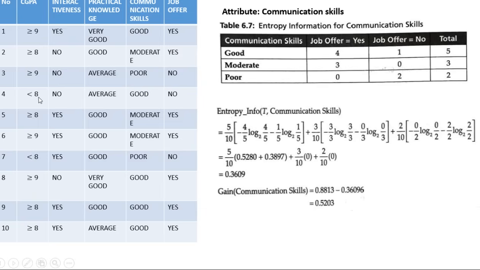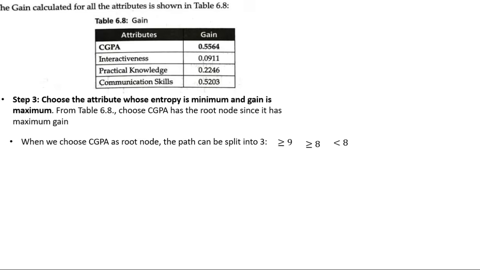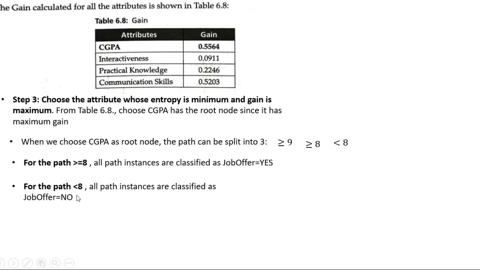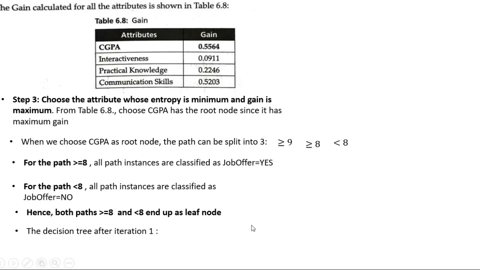Now check for less than 8. For less than 8, here it is no, here it is no. So you don't have to branch it further. Whenever the CGPA is greater than or equal to 8, all the path instances lead to only one outcome, that is job offer is yes. For all the CGPA less than 8, all the path instances are classified as job offer is equal to no. So these two will end up as leaf nodes. Further branching is not required.